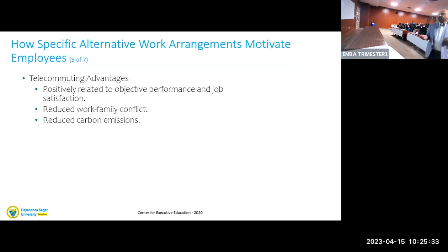So telecommuting, some of the advantages of telecommuting is positively related to objective performance and job satisfaction, reduces work-family conflict. So telecommuting can actually reduce your role conflict, particularly for women who have issues in managing work and family and so on and so forth.